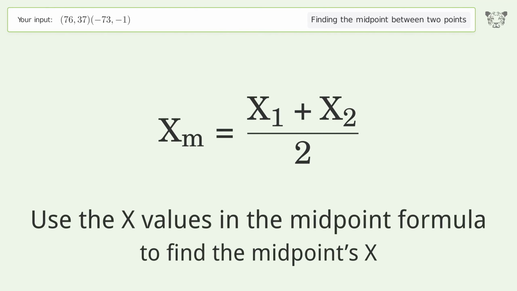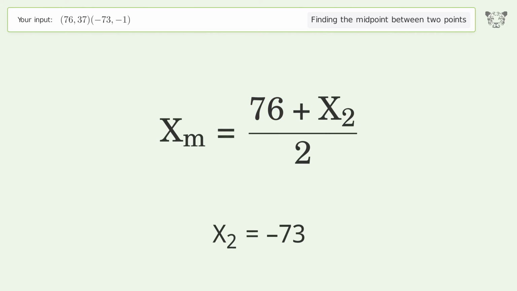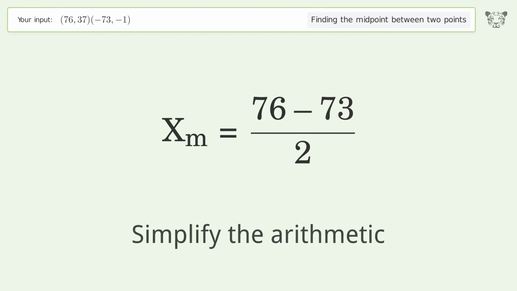Use the x values in the midpoint formula to find the midpoint's x. x1 equals 76. x2 equals negative 73. Simplify the arithmetic.